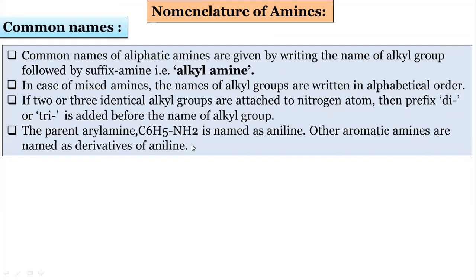Then this is C6H5NH2. This is a very famous aromatic amine. The name is called aniline. This aniline is also accepted by the IUPAC. So aniline can be considered as a common name, and aniline can be considered as an IUPAC name. It is also called benzamine because this is a benzene group and this is a primary amine group.